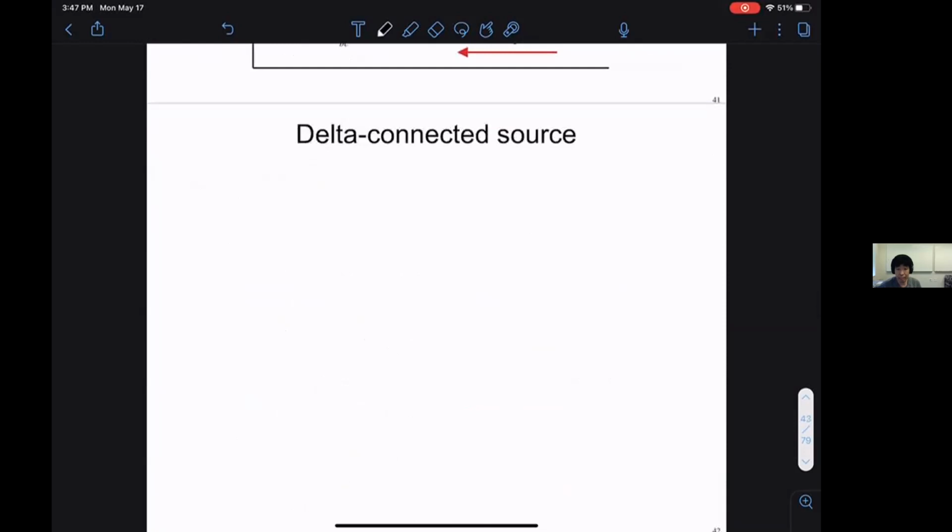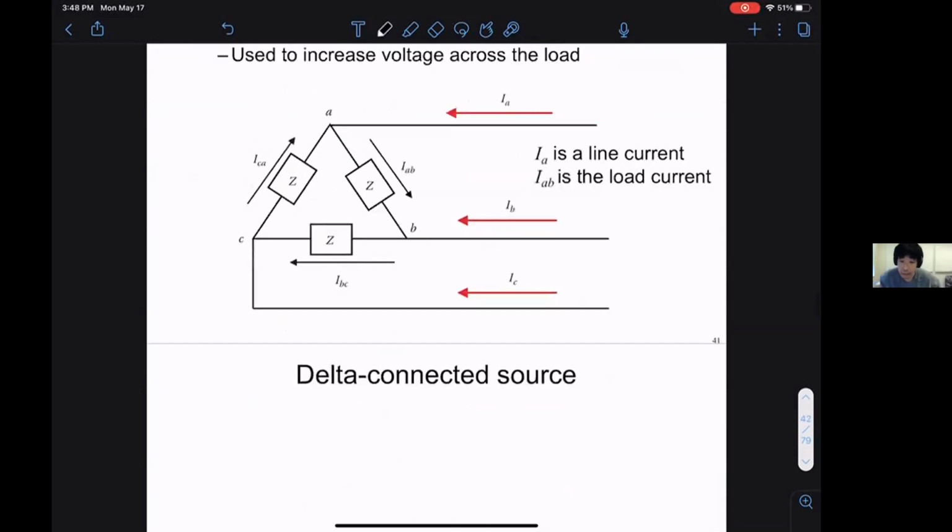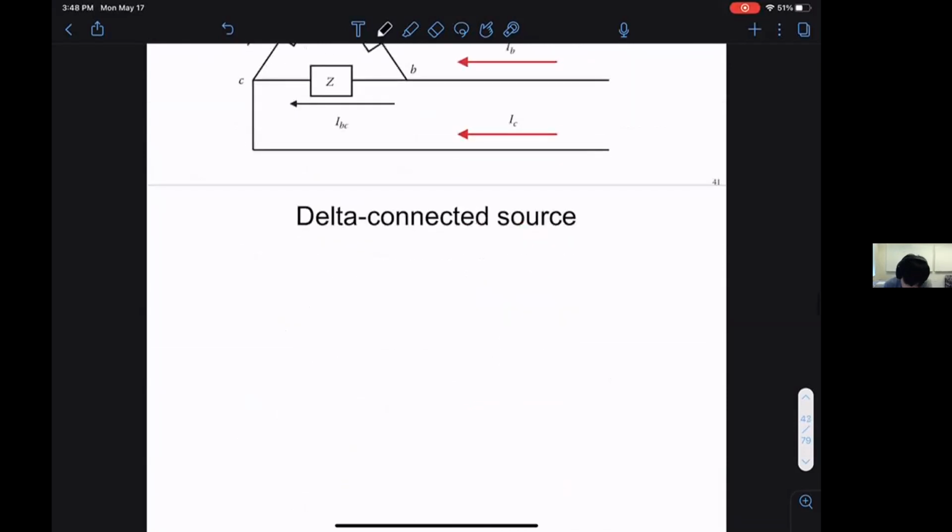So if you look at the delta connected source, so this is a delta connected load. Then equivalently, we can have a delta connected source. And it's easier to first think of a delta connected source and delta connected load together. Later we'll look at what happens when you mismatch the source and the load. But here, suppose the load and source are matched in type. So I have a delta connected source.